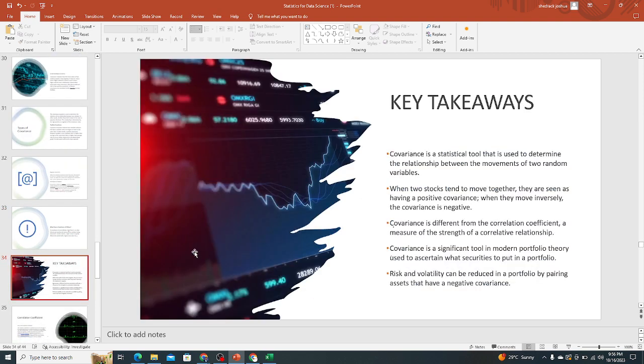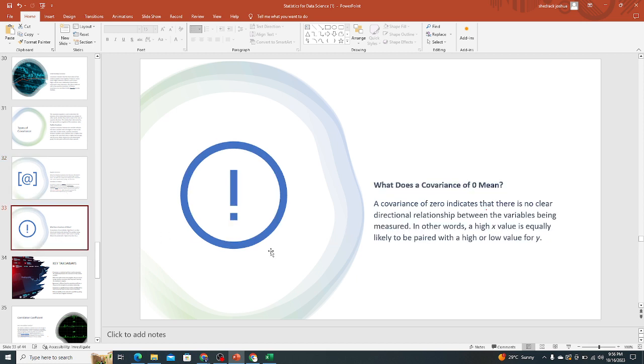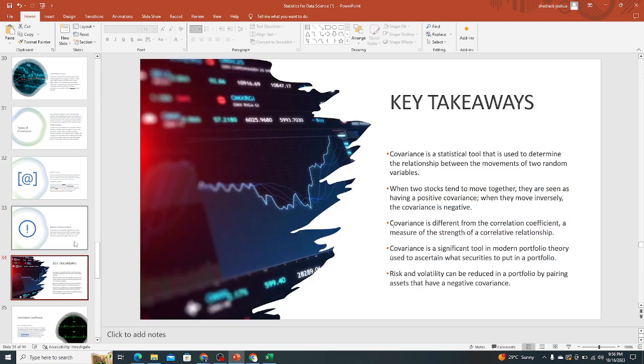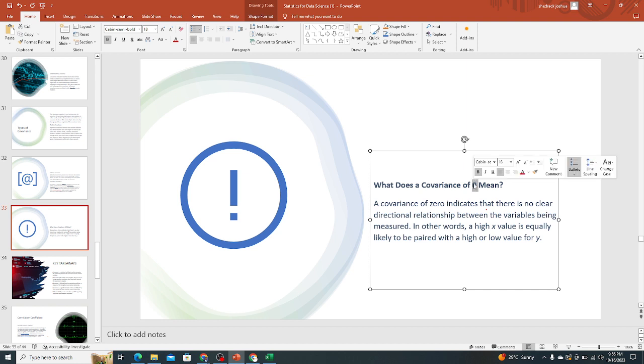All right. I hope we are good for covariance. The only remaining part is the practical part, but we can go through the takeaways. So what does a covariance of zero mean? A covariance of zero indicates that there is no clear directional relationship between the variables being measured. In other words, a high x value is equally likely to be paired with a high or low value for y.